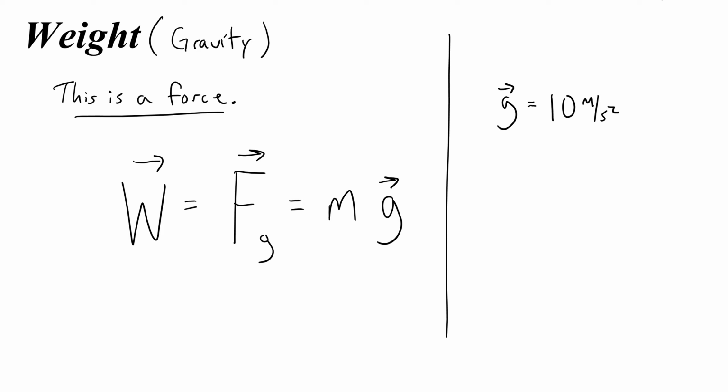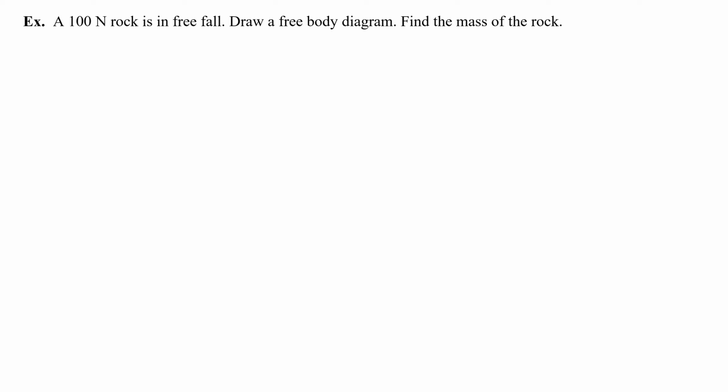Let's do a problem with this. A 1,000 Newton rock is in free fall. Draw a free body diagram and then find the mass of the rock. Okay, well, remember, a free body diagram is just a dot representing the center of mass of the object, and we draw all of the forces that are acting on the object. If the rock is in free fall, then that means only gravity is affecting the object, and we can draw that force down.